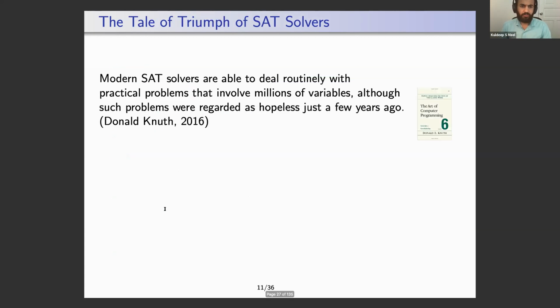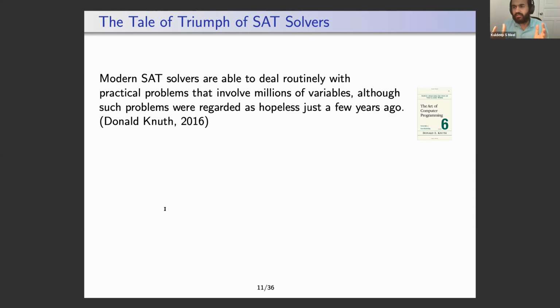So where are we now? Well, in 2016, Don Knuth, who is one of the leading computer scientists, a Turing Award winner, wrote an entire book on satisfiability. And in this book, there are just about 2 pages devoted to the NP hardness, and the rest of the pages are devoted to how these SAT solvers work efficiently. And he put it very nicely.